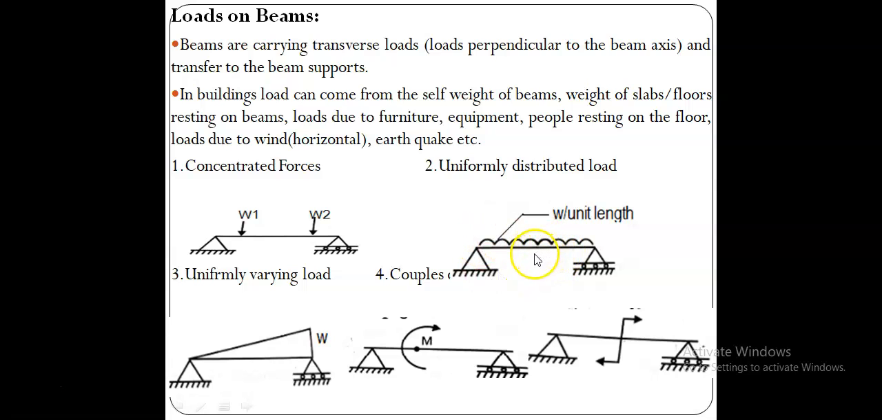Then another load is the uniformly varying load, where the load starts at 0 at one end and ends at a maximum magnitude at the other end. So this is called a uniformly varying load or linearly varying load. Another type of load we can apply directly is a couple, or moment, into the beam at a single point. This couple can be represented like this. Okay, so these are all the different types of loads acting on beams.